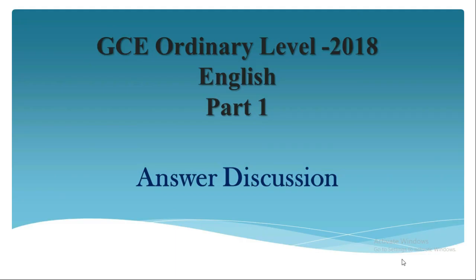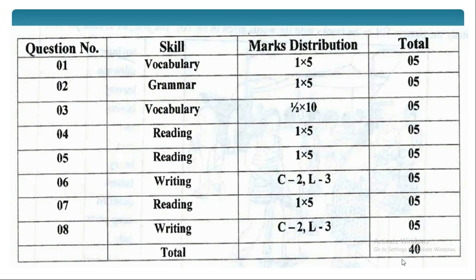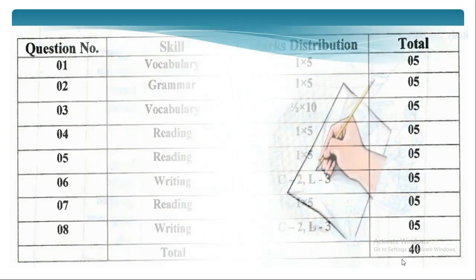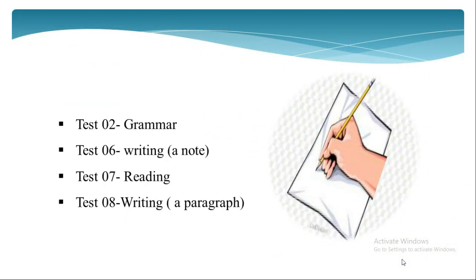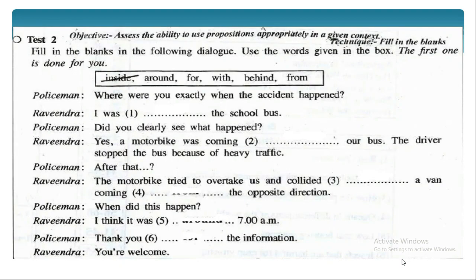2018 G.C.E O-Level English Language Answer Discussion in Part 1. Part 1 contains 8 questions and 40 marks. In this video, I am going to discuss Test 2, Test 6, Test 7 and Test 8. Test 2. This is a question related to grammar.